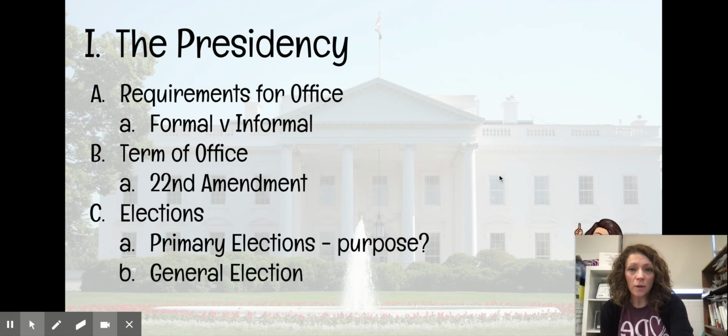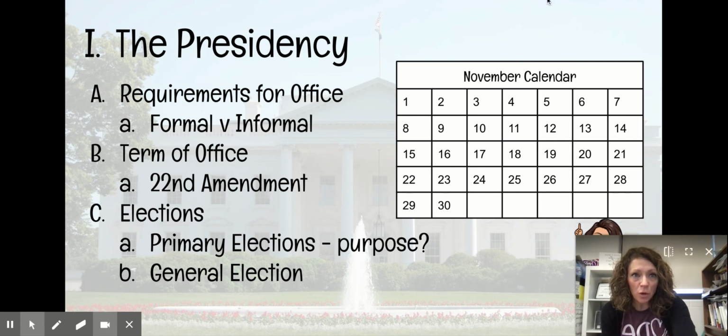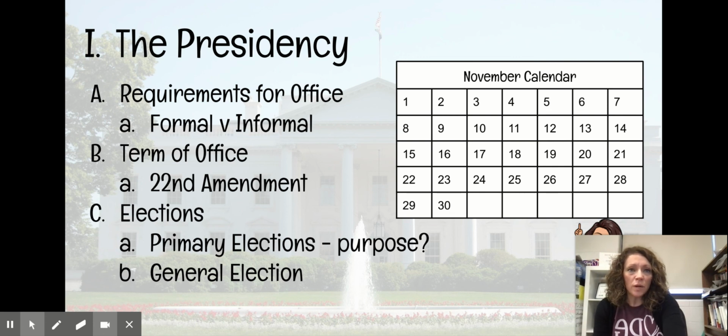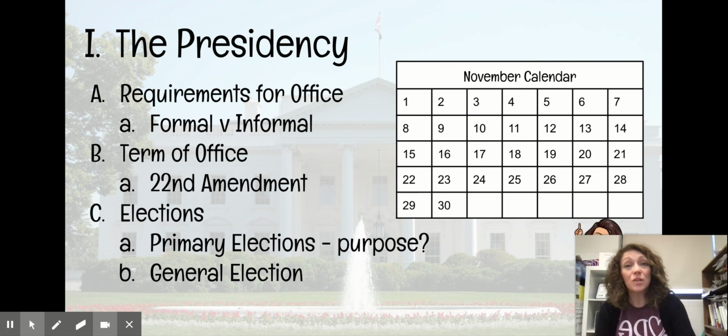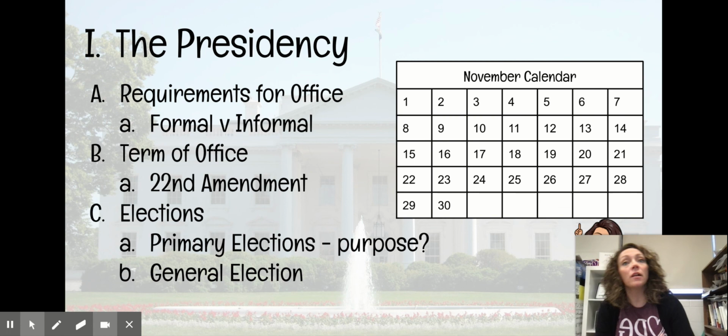And the general election is what we have every 4 years, okay? So every 4 years, we have in November the general election, which is when you've got both candidates running against each other, right? So the November calendar that I've got here for you is showing you a potential November calendar for an election year, okay? So on this calendar, Election Day is going to be on the 3rd, okay? This is Sunday, Monday, Tuesday, Wednesday, Thursday, Friday, Saturday, okay? So Election Day, and this is very specific, so make sure you get this down. It's always the first Tuesday after the first Monday in November every 4 years. It's not the first Tuesday. It's the first Tuesday that follows the first Monday, okay?